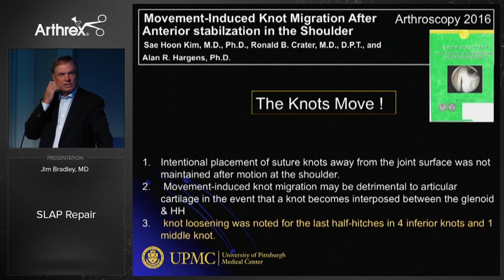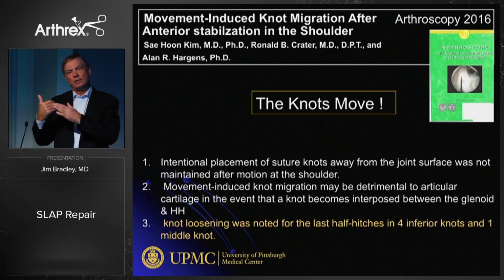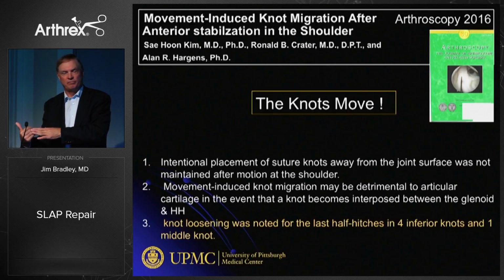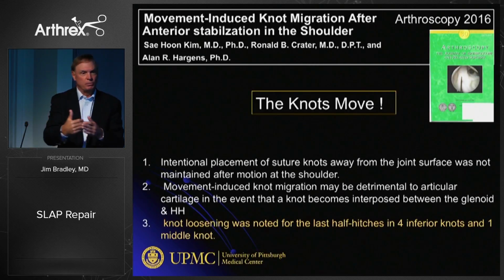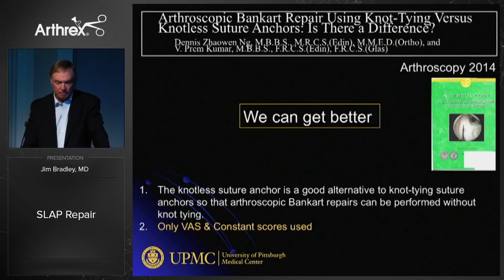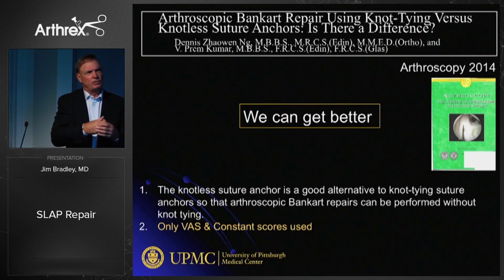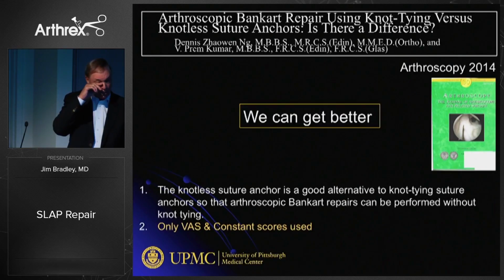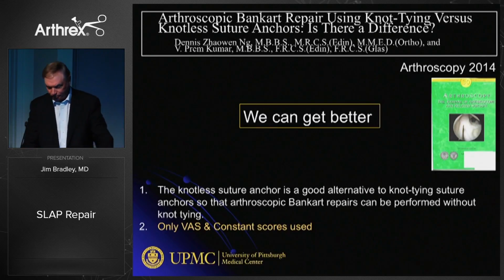The other problem is the knots move. You tie them on the labral side, on the one farthest away from the glenoid, but guess what? The knots move. Movement-induced knot migration was fairly prominent if you looked at this study in arthroscopy. So even though we think we're there, we're really not there. And then the question is, if you do a suture versus a knot, knotless versus knotted, are we any better? Well, the papers that are coming out say we are definitely the same, if not better. So you're not losing anything if you compare one to the other.